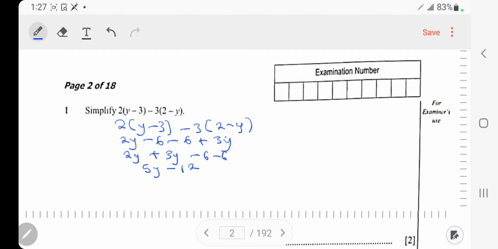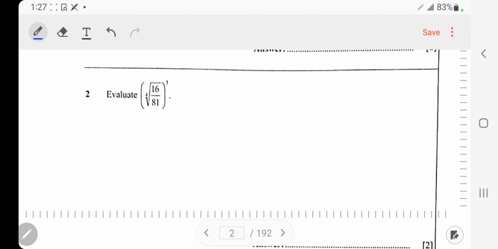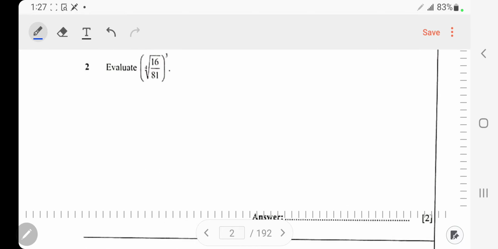So going to our second question, it says evaluate the fourth root of 16 over 81, raised to the power 3. So what do we do? So this is telling us to find a number which you can multiply 4 times to give you 16 and also 4 times to give you 81.